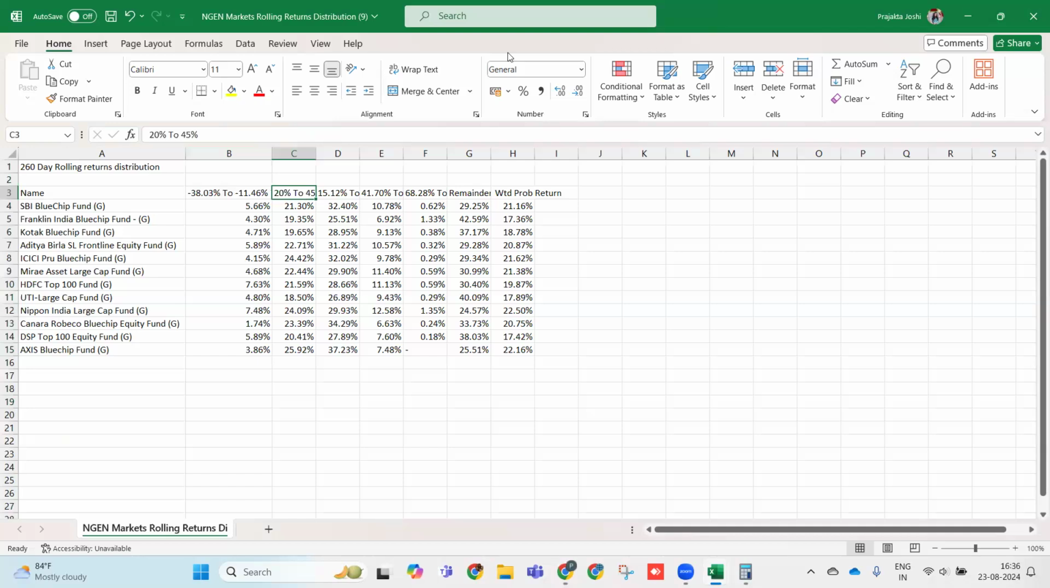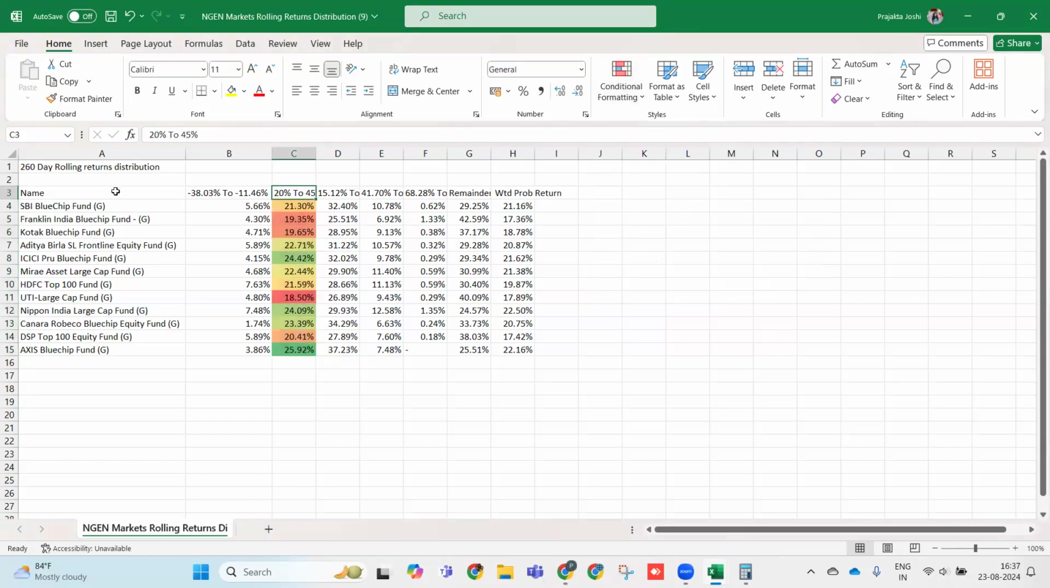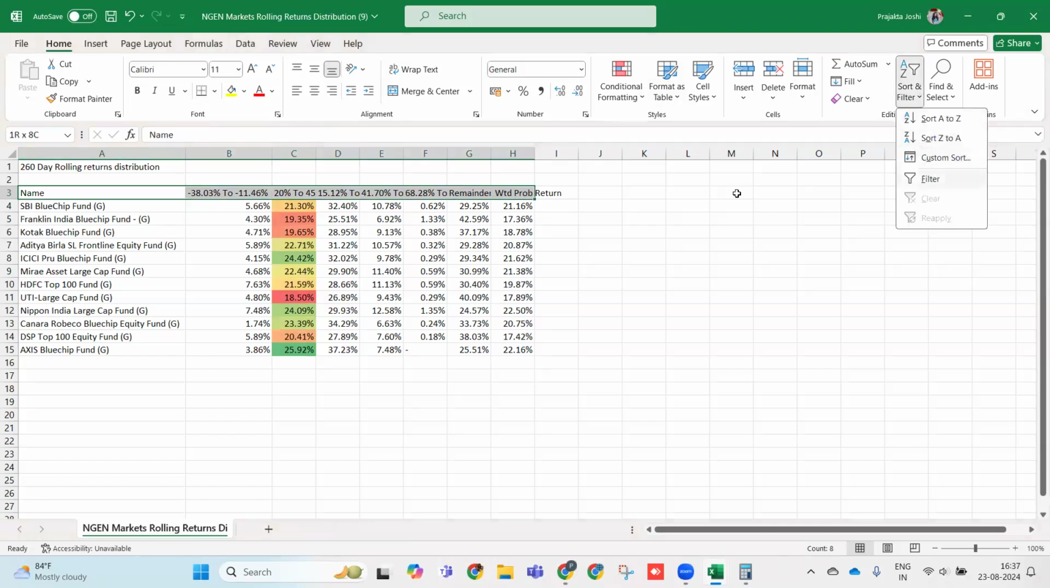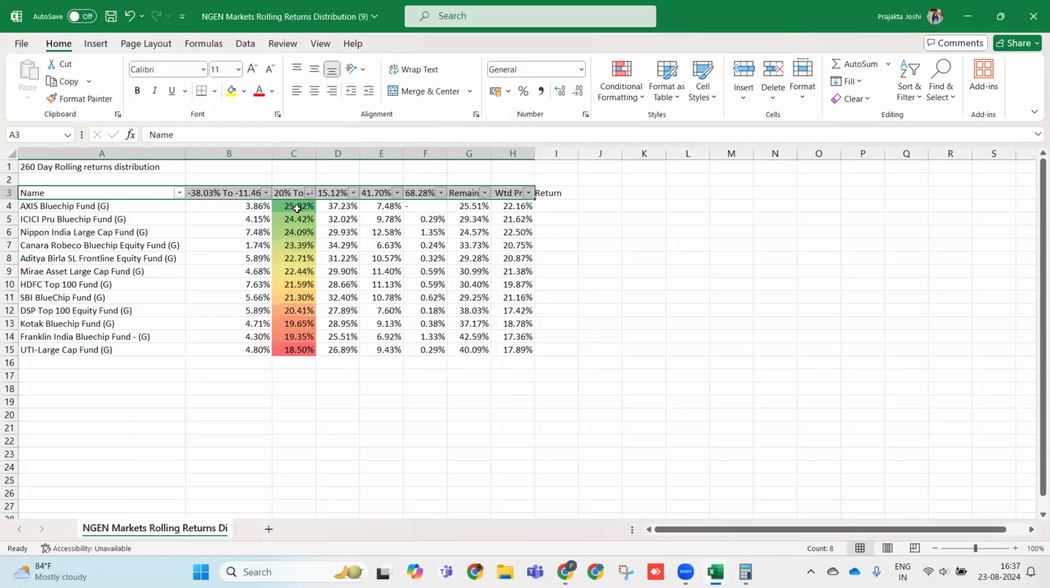So you simply apply some filters and conditional formatting. That means if his target return range is to generate a return between 20 and 45%, the fund he should be considering is Axis Blue Chip Fund. Now, of course, this is given that all other factors are the same.